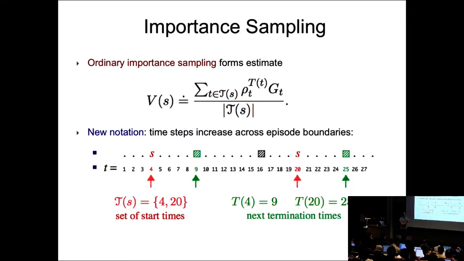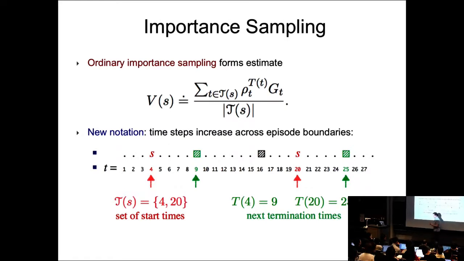So imagine that you start at state S at time 4, you terminate at time step 9, right? So T sub 4 is 9. And then you start at state S again at time 20, and then you terminate at time 25.